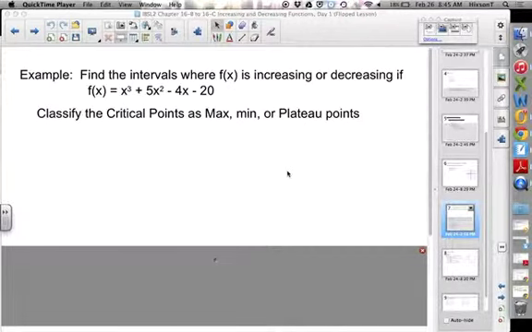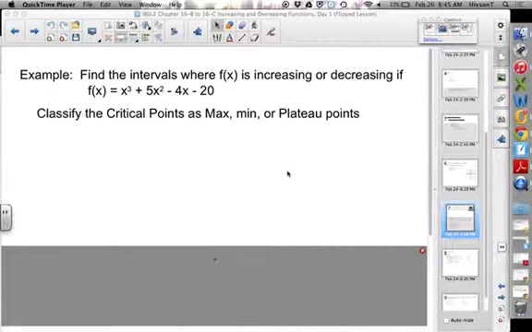Alright, so what we're doing here is we're looking at an example of using the critical values, critical points, which your book calls stationary points, but the more common term is the critical values, which give us critical points. And we're going to use this to actually come up with a sketch of this function, x cubed plus 5x squared minus 4x minus 20.